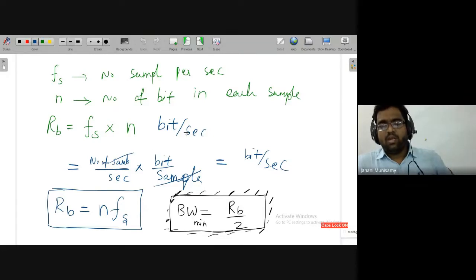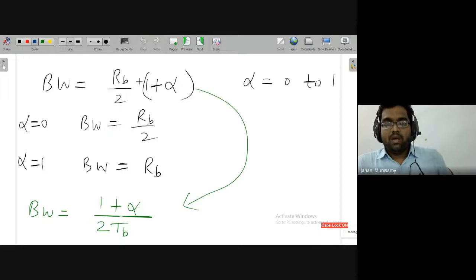Then we have seen the units relation. Then to transmit this signal over a particular channel, we need some bandwidth, that is half of the bit rate. In some other time, if you use raised cosine filter concept, we have to use this formula where alpha will vary from 0 to 1. So bandwidth, we can also write like 1 plus alpha divided by 2 TB.